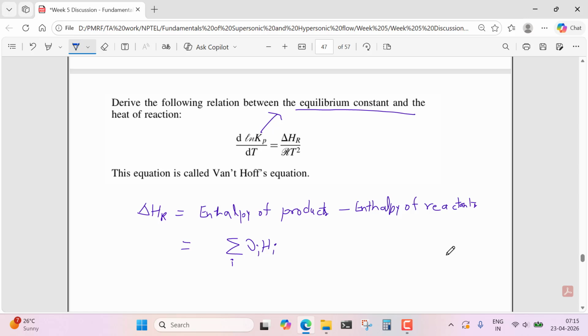First we have to know what ΔH_r is. ΔH_r is nothing but the enthalpy of products minus the enthalpy of reactants, which is Σ_i ν_i H̄_i, because H̄_i is the enthalpy of species i, so the difference between product and reactant will be the ΔH_r.